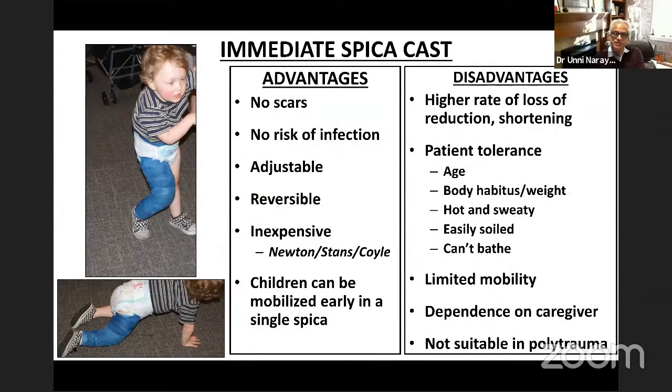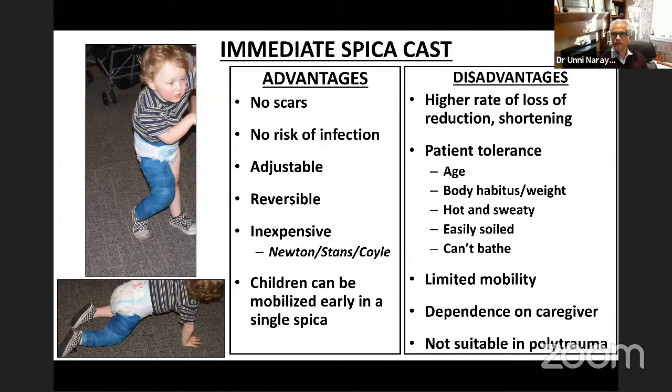The advantages of an immediate spica cast, even in this age group, going up to 6 or 7, are that it's minimally invasive. There are no scars, and really no risk of infection. You can make adjustments along the way, and you're not burning any bridges. If things slip and it's no longer acceptable, you can revert to plan B, which could be an operation. It's relatively inexpensive. And with these casts applied properly, children can actually be mobilized. They can crawl quite early. They can even walk. The disadvantages, I think, are quite clear.